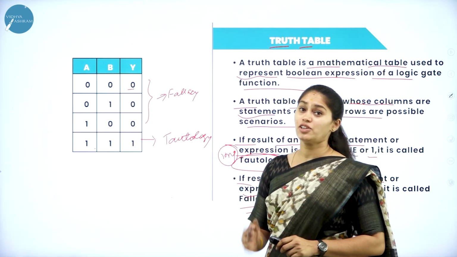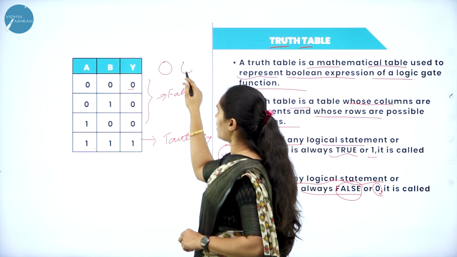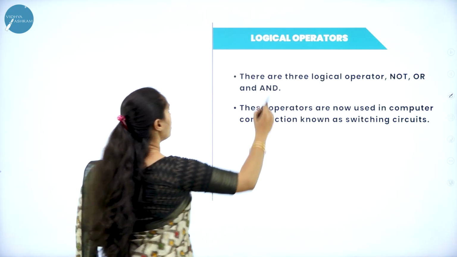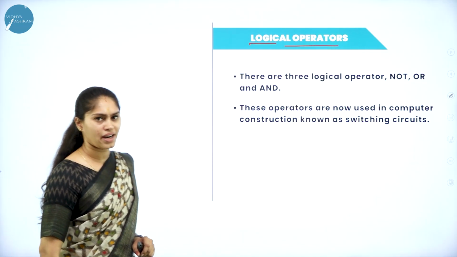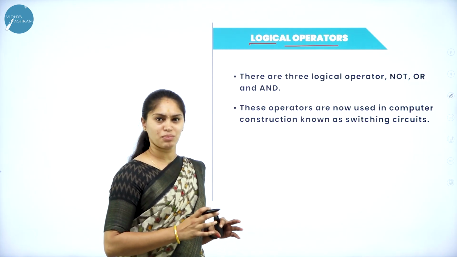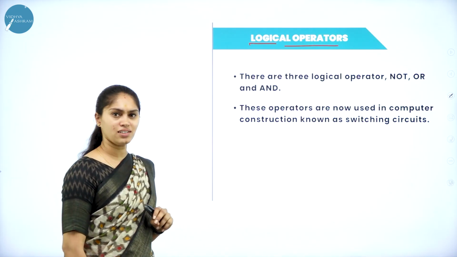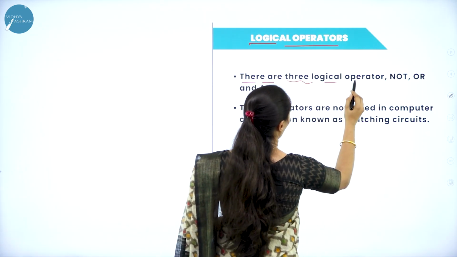Truth values or a truth table will deal only with zeros and ones. We'll see the next topic, which is related to logical operators. As we all know, operators are symbols that represent some operations. So what are the operators that we have in Boolean algebra? We'll see now. There are three logical operators.